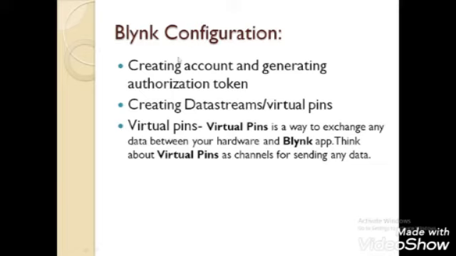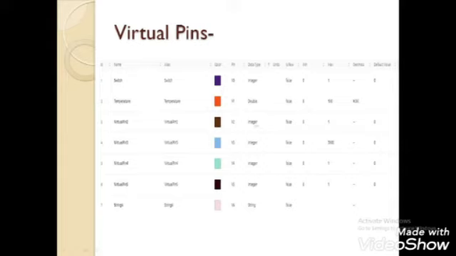So Blink configuration: creating account and generating authorization token, creating data streams or virtual pins. Virtual pins are a way to exchange any data between your hardware and Blink app. Think about virtual pins as channels for sending data. So these are the virtual pins. I have created 7 virtual pins, that is switch, temperature, virtual pin 2, virtual pin 3, virtual pin 4, virtual pin 5, and string 6. I'll be telling you these virtual pins' uses one by one.